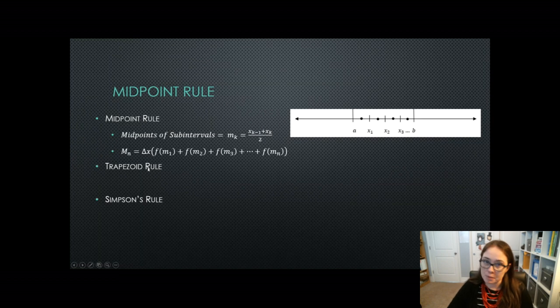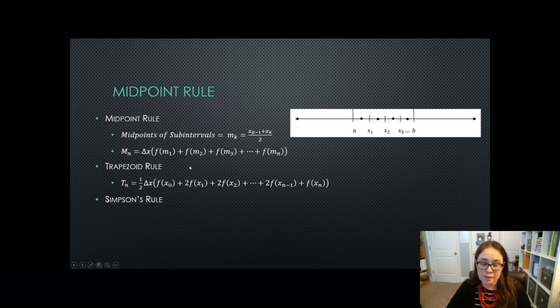Trapezoid rule is a little bit more precise, a little better approximation. And with this one, I'm still going to need that delta x and all the xk values, but I don't need the midpoint this time. So that midpoint has this extra step of having to calculate these mk's. With trapezoid rule, now there's some coefficients showing up. I've got a 1/2 multiplying by delta x.